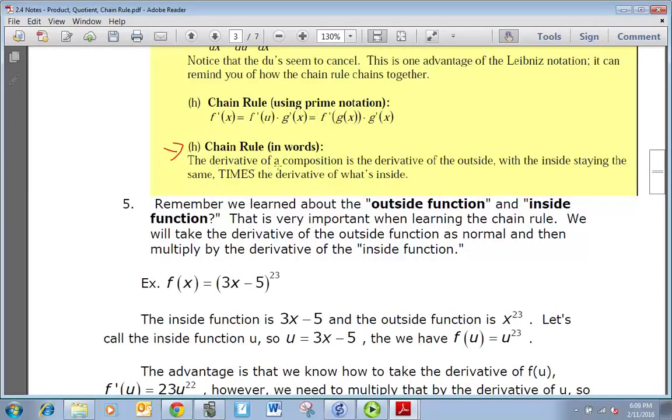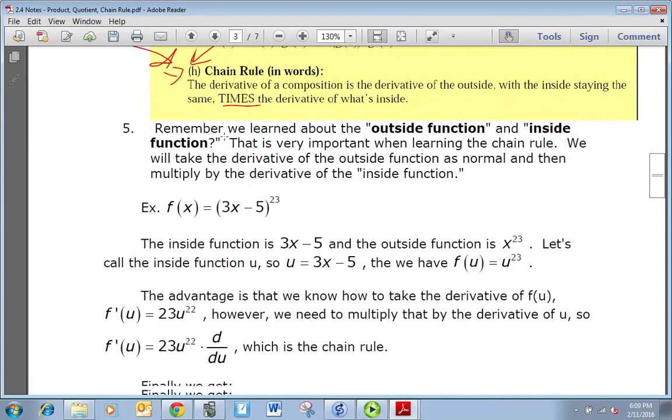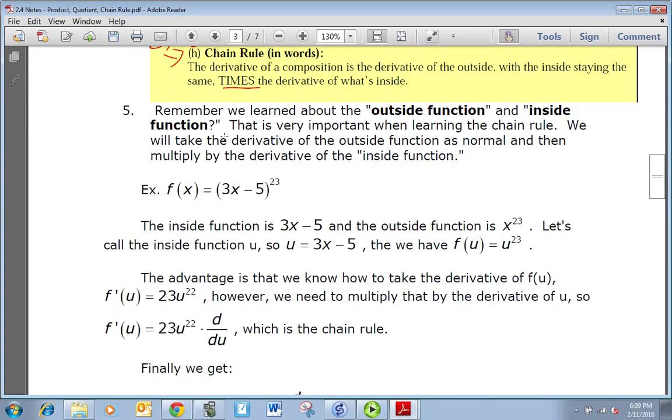It says the derivative of a composition is the derivative of the outside with the inside staying the same times the derivative of what's inside. So that's really what we want to look at. Remember, we learned about the outside function and the inside function before. And this is very important for the chain rule.